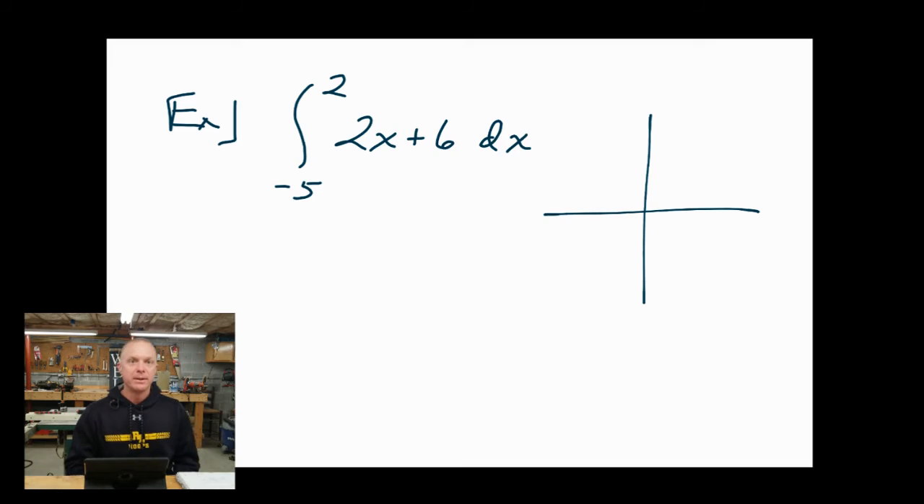All right, how'd you do? Maybe you graphed 2x plus 6 on your calculator. Maybe you're just thinking a little bit about y equals mx plus b. Of course, a y-intercept of 6, and then a rise over run of 2. So we end up with a nice little straight line.